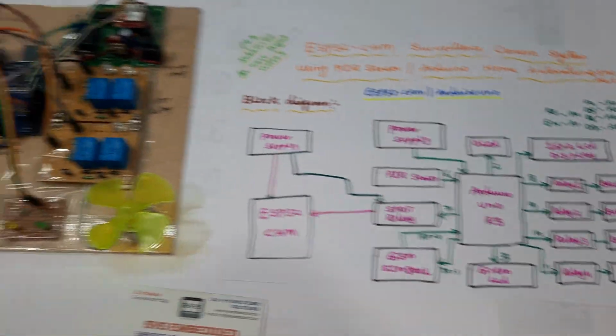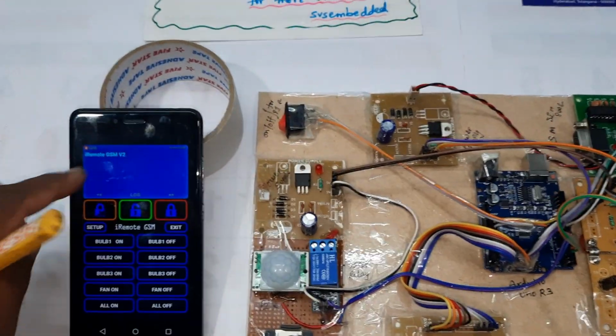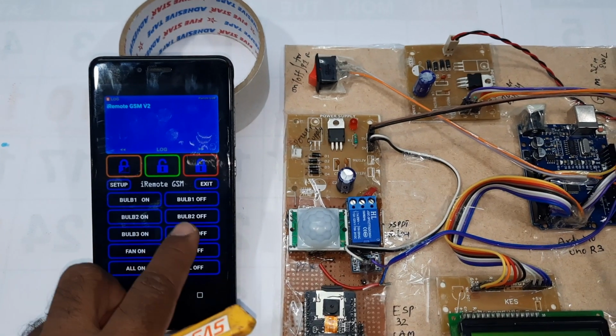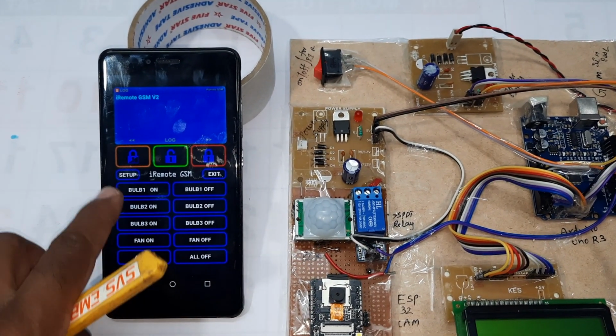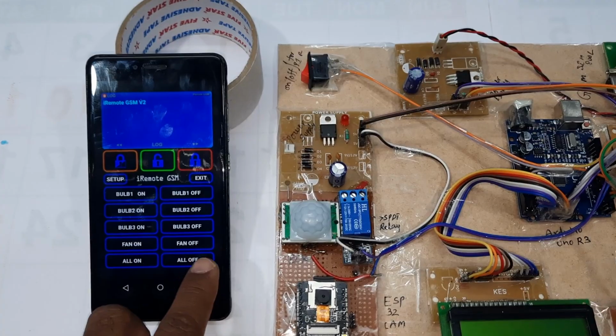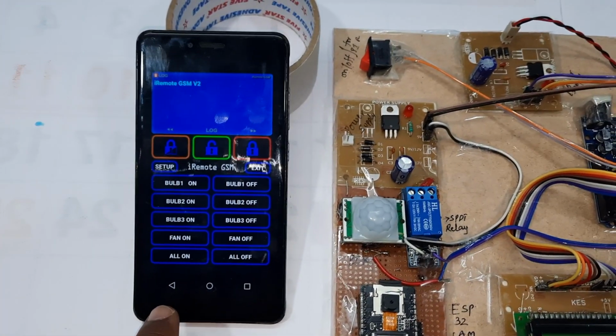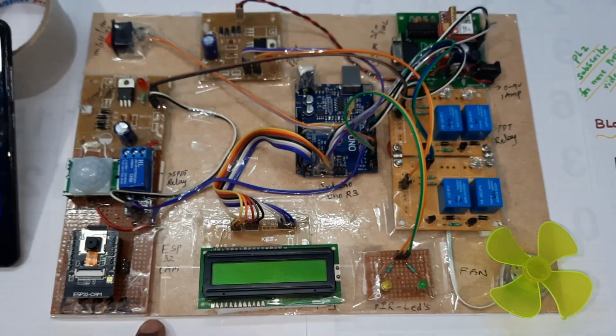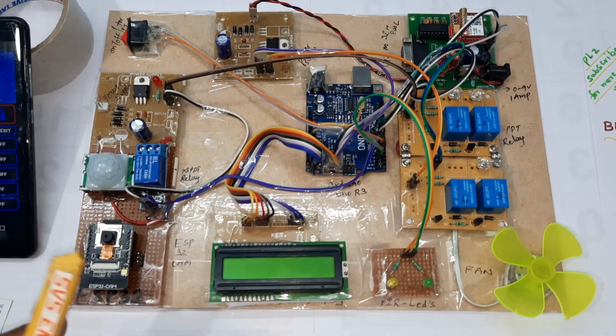This is my entire block diagram. Here we are using an Android app with bulb 1, bulb 2, bulb 3, bulb 4 on and off, fan on, fan off, all on, all off. Here is my entire hardware kit.